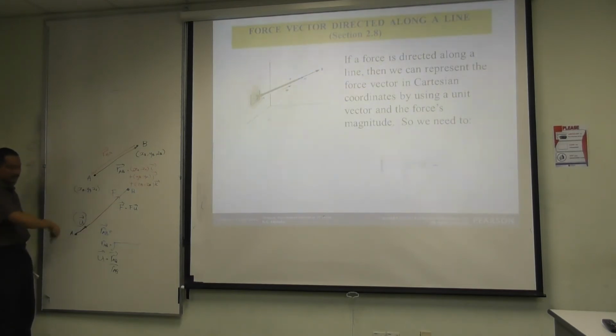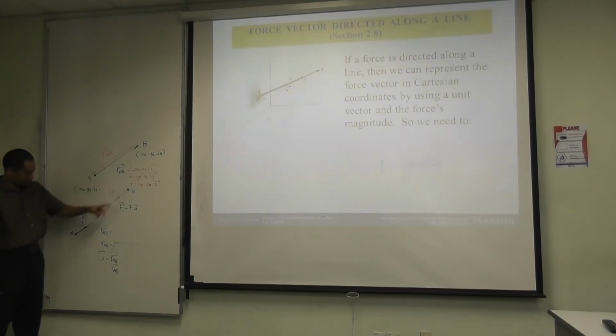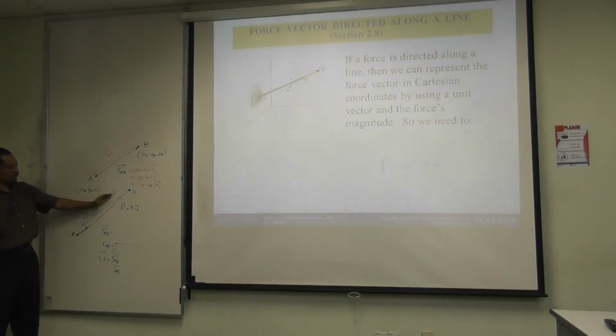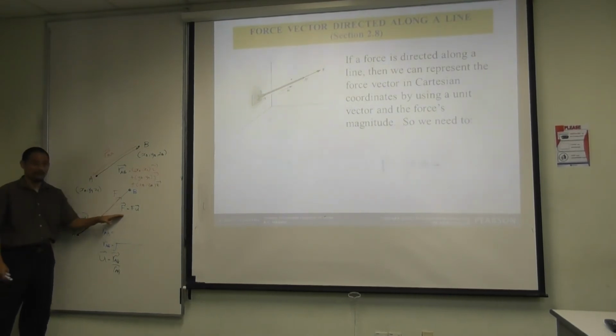Understand? So normally that's the cycle. You see whether you know the coordinate. From the coordinate, you know the position vector. From there, you get the magnitude. If you know this one, you divide, you can get the unit vector. If you know already the unit vector, you multiply by the magnitude, you get the vector.